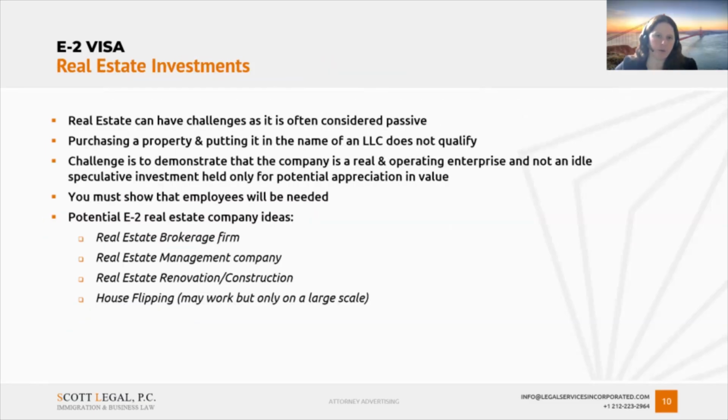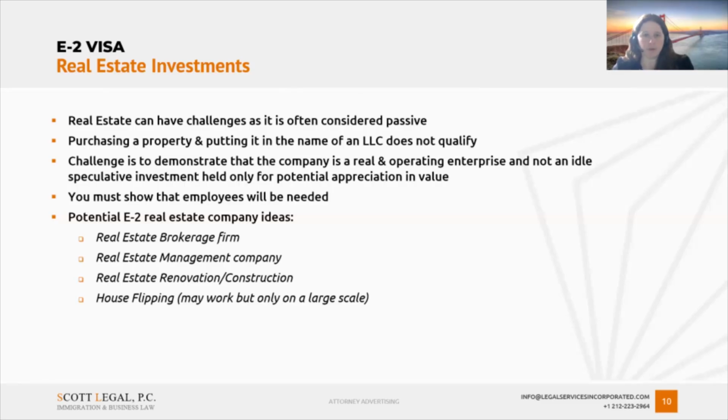So this can be a tricky category because there's a misconception that you can purchase a property, and that can be your substantial investment. Even on some consulate websites, in their FAQ section about E2s, they'll have a question that says, can I purchase a property and put it in the name of an LLC and that's my investment? And the answer is no, because that's not a real and operating enterprise and doesn't qualify for the E2. So when you're going in for a real estate company, you really want to think about framing it, because the officer is going to be scrutinizing it closely to see, well, is this person just passively owning property and collecting rental income? So, things that have worked for our clients in the past.